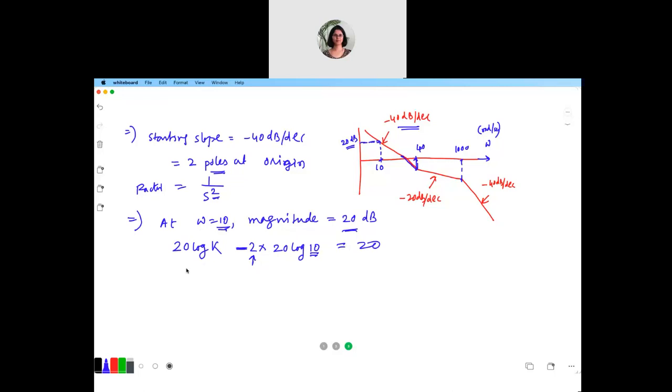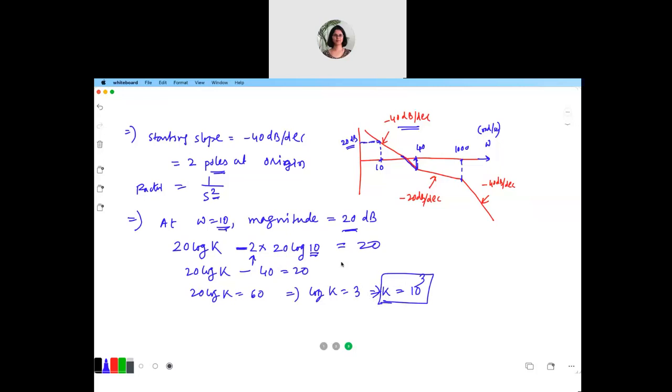So how do I calculate? 20 log k minus 2 into 20 log 10. 20 log 10 is 1, so it will be minus 40, which is equal to 20. So I get 20 log k equal to 60, which gives me log k equal to 60 by 20, that is 3. So k is equal to 10 to the power 3. Okay, so from here I'll be able to get the value of k.